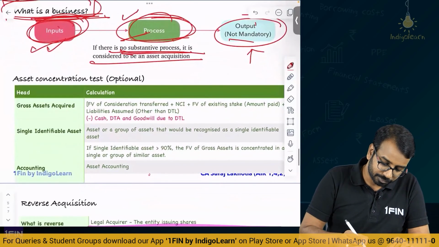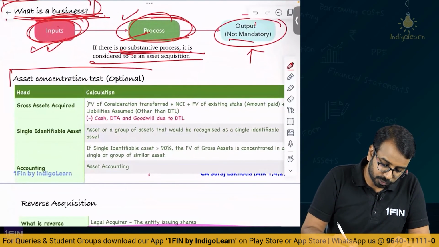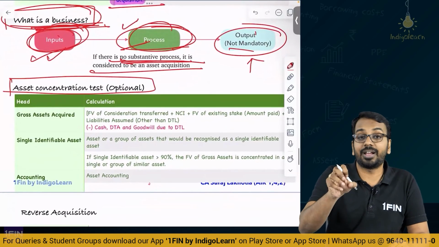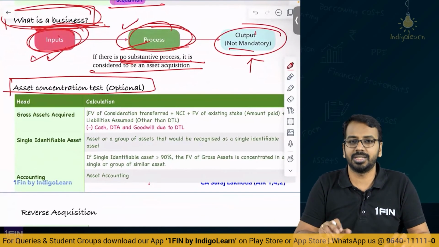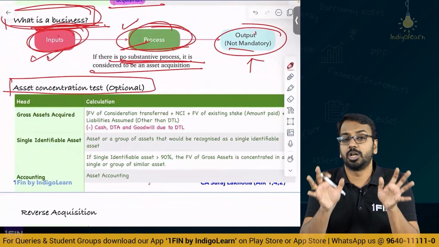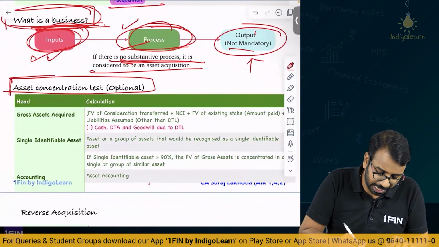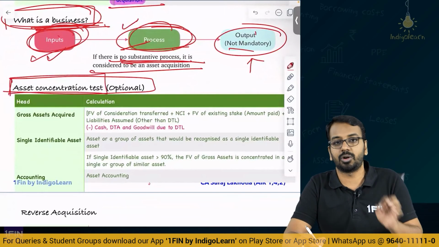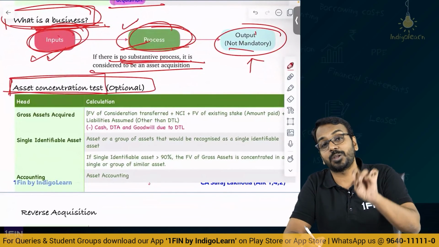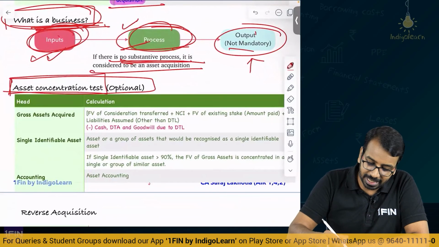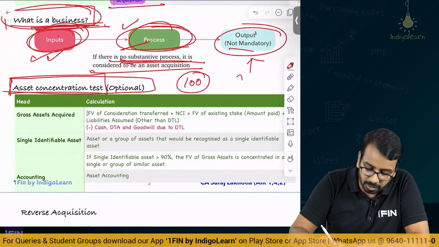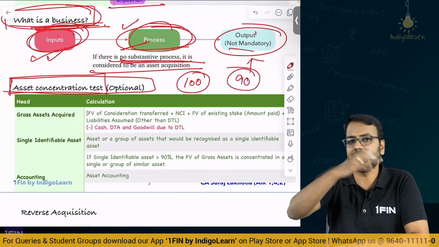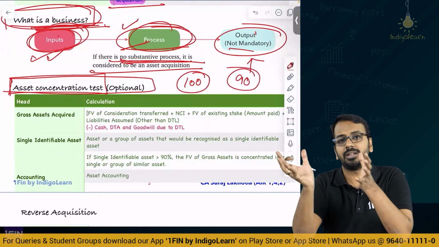Then there is an optional test to determine whether the acquisition is an acquisition of an asset or an acquisition of a business. It is an optional test. If the management wants, what they say is, you check the asset concentration test, not acid concentration, asset concentration test. So, what is the meaning of that? Let us say I paid 100 to acquire another business. The value of a building itself is 90. In the entire business, there is a building or a land, the value of which is 90.